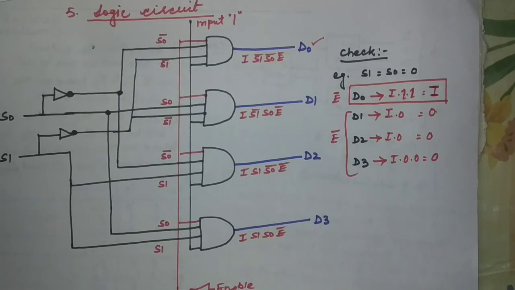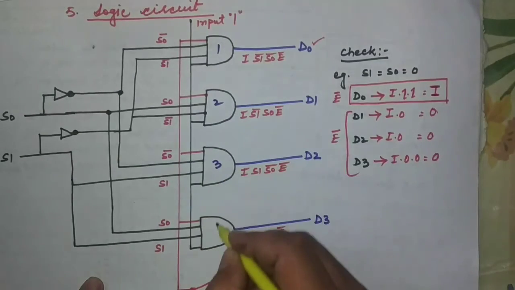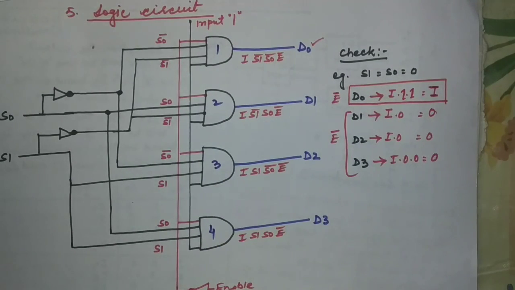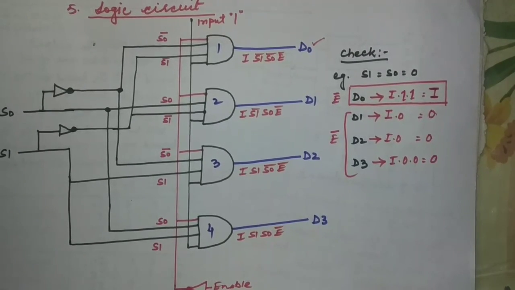So this is the way a 1 to 4 demultiplexer operates, and we can also name the gates as 1, 2, 3 and 4 AND gates. This is all about the 1 to 4 demultiplexer, and in the next lecture we will come with some other types of demultiplexers.